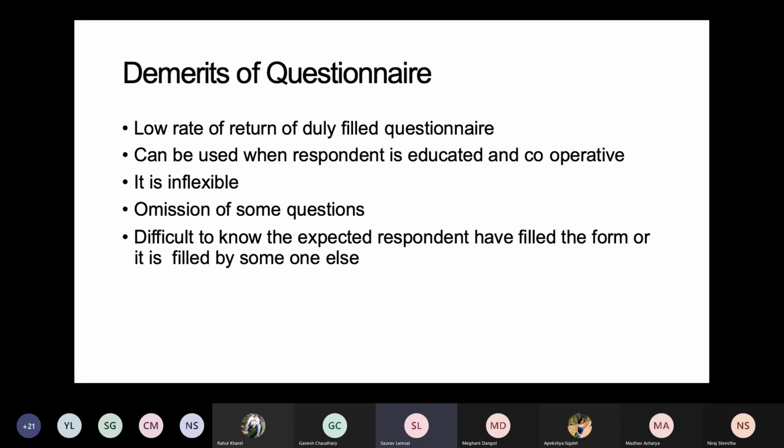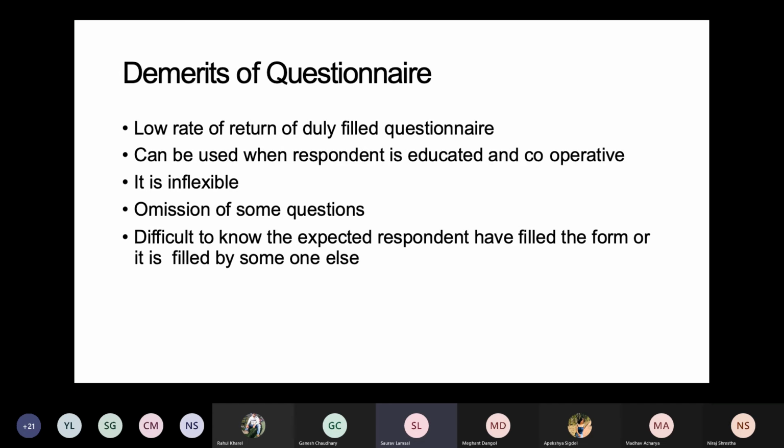Okay, omission of some questions is indicated by a low rate of return, and it is difficult to know whether the expected respondent filled the form or it was filled by someone else. So this is the main demerit of the questionnaire. You cannot say the questionnaire has been responded to by the person from whom you intended to obtain the data, or whether he asked for help from others. That might be the reason. So you need to confirm that the questionnaire you have prepared is filled in, or the answers are given, by your intended participant.